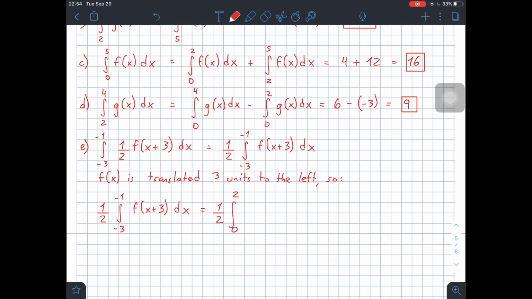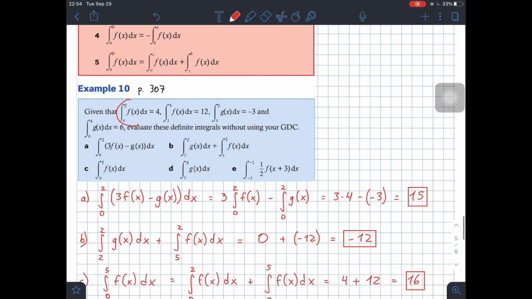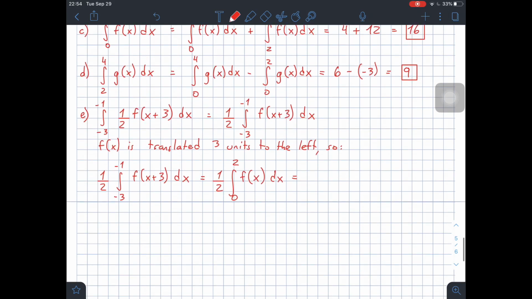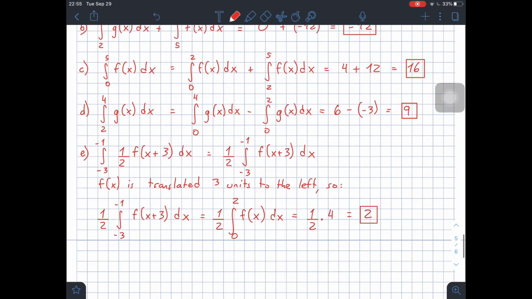So basically, this is the same as saying the integral of f of x without the plus 3, because we redisplaced the function 3 units to the right in order to eliminate this plus 3. So this is with respect to x, and now we have this information. According to the exercise, the integral from 0 to 2 of f of x is 4, right? So this is 1/2 times 4, and this is equal to 2. Okay? So this is how we solve these types of exercises using properties of integrals.